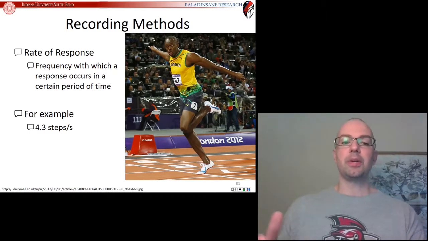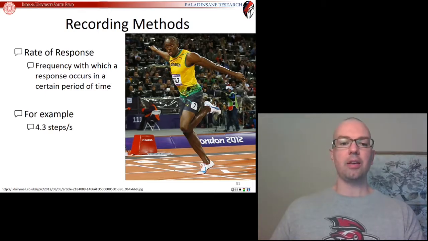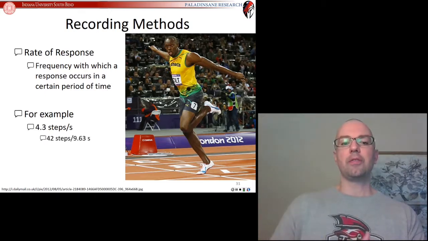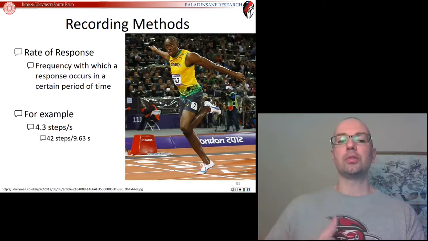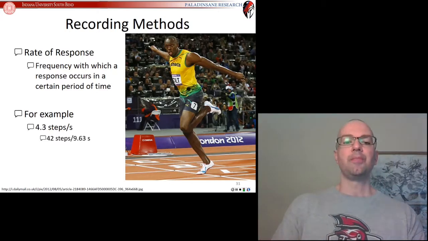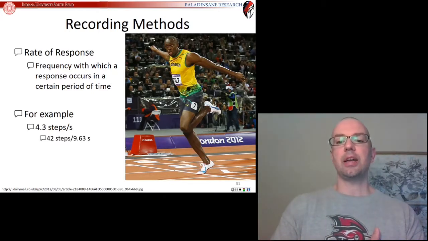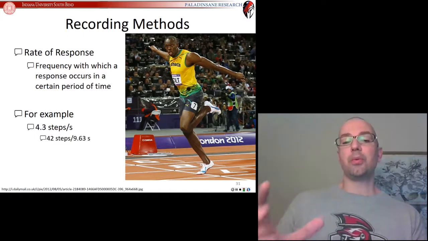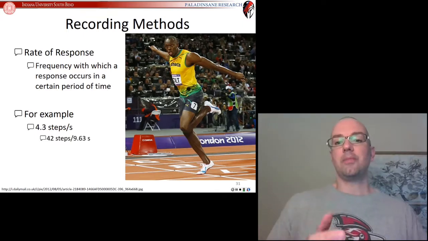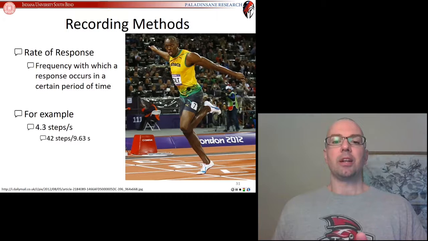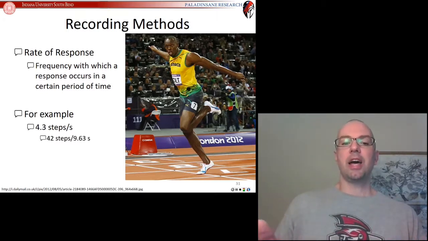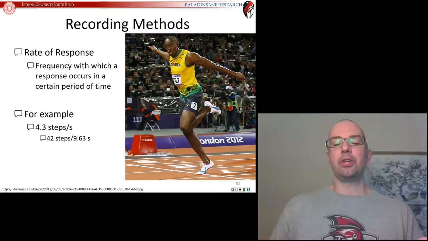He did 4.3 steps per second on his way to that gold medal world record making victory. And he took 42 steps in total to go 100 meters, and it took him 9.63 seconds. This is one of the reasons why he is so much faster than a lot of his competitors. Because of his height, he only needs to take 42 steps in order to complete the 100 meters.